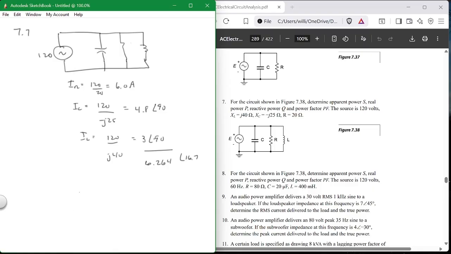What is the power? V times I, total I. So it's 120 times 6.264 at angle 16.7.